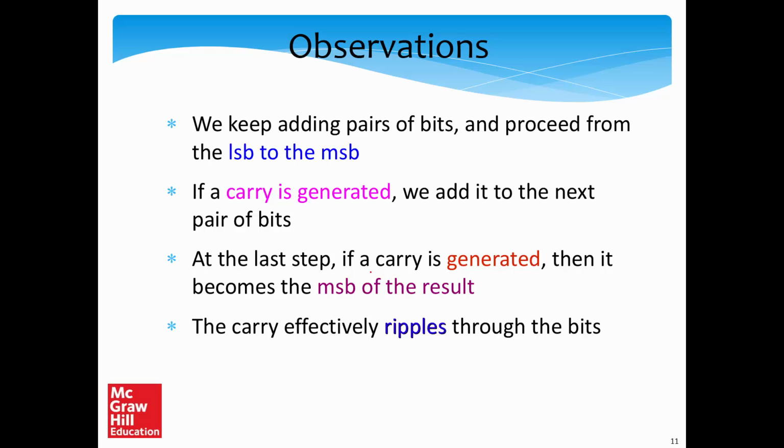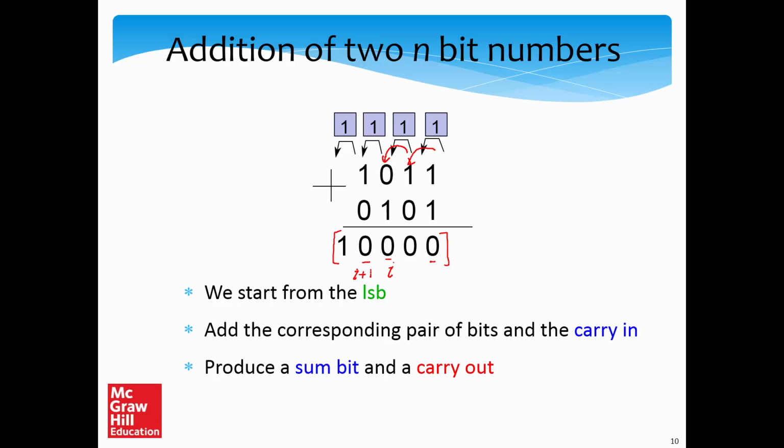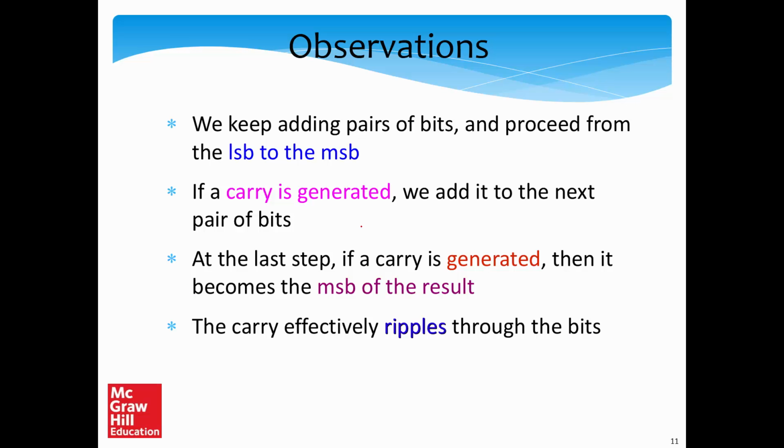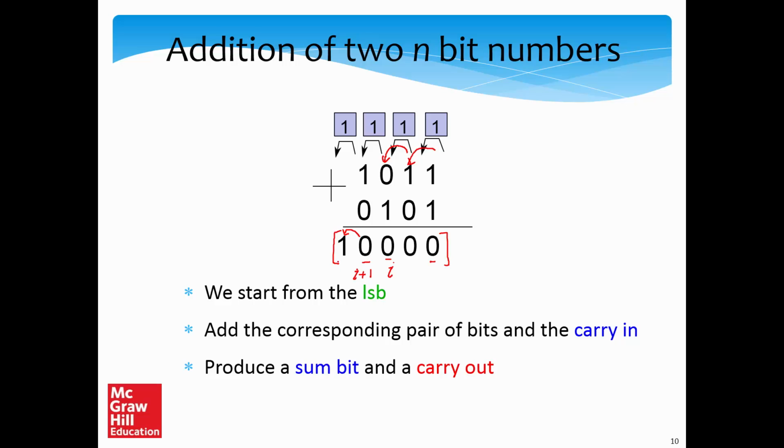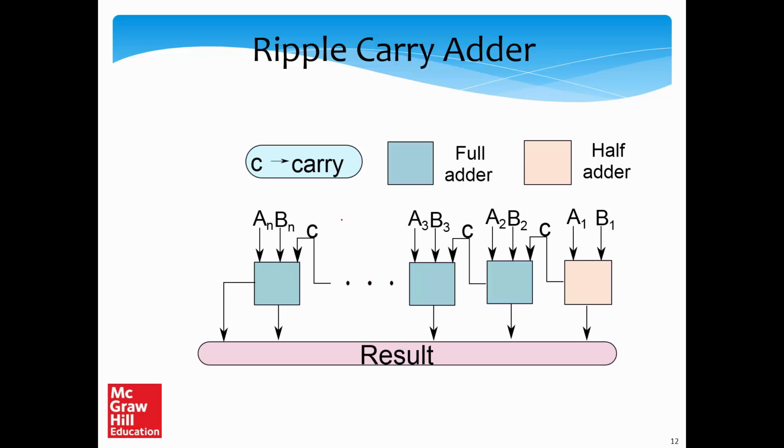Some quick observations are due. We need to keep adding the pairs of bits and proceed from the LSB to the MSB. If a carry is generated, we add it to the next pair of bits. And at the last step, if a carry is generated, it essentially becomes the most significant bit, the MSB of the result. So the carry effectively ripples through the bits.